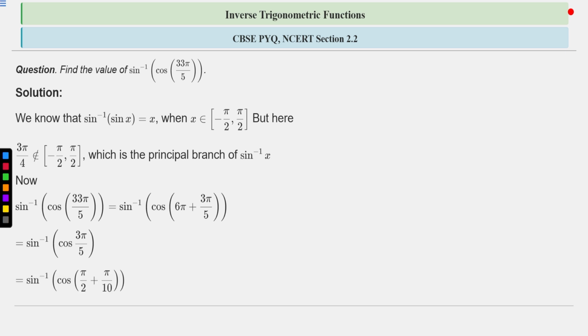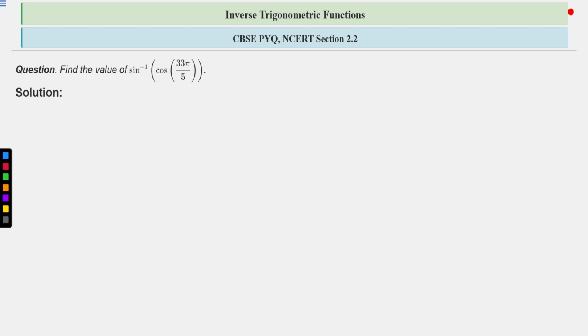Therefore, it will be equal to sine inverse cos of pi by 2 plus pi by 10. And it will be equal to sine inverse of minus sine pi by 10, because cos of pi by 2 plus theta is basically minus sine theta. Therefore, it will be equal to minus sine inverse sine pi by 10, and its value will be equal to minus pi by 10. And we know that minus pi by 10 lies between minus pi by 2 to pi by 2. Therefore, the correct answer will be minus pi by 10. Okay, thank you so much.